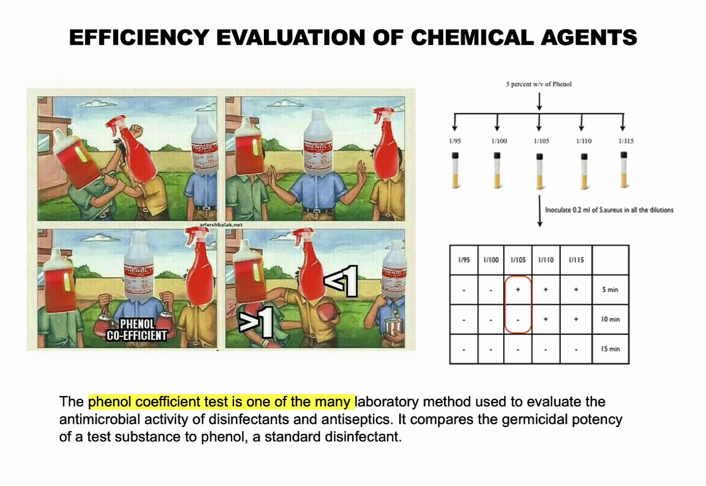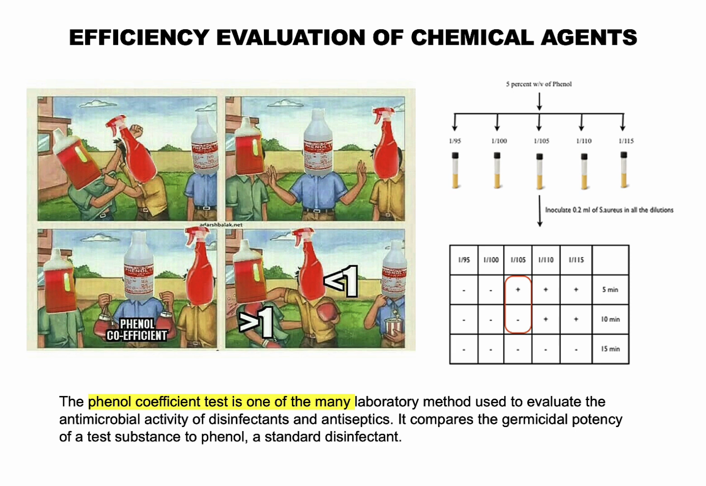The procedure begins with the preparation of serial dilutions of the test substance and phenol in distilled water, typically ranging from 1:100 to 1:1000. A standardized suspension of bacteria, often Salmonella typhi or Staphylococcus aureus, is then inoculated into each dilution. The tubes are incubated at 37 degrees Celsius for varying durations of 5, 10, 15, and 20 minutes, after which they are examined for bacterial growth.